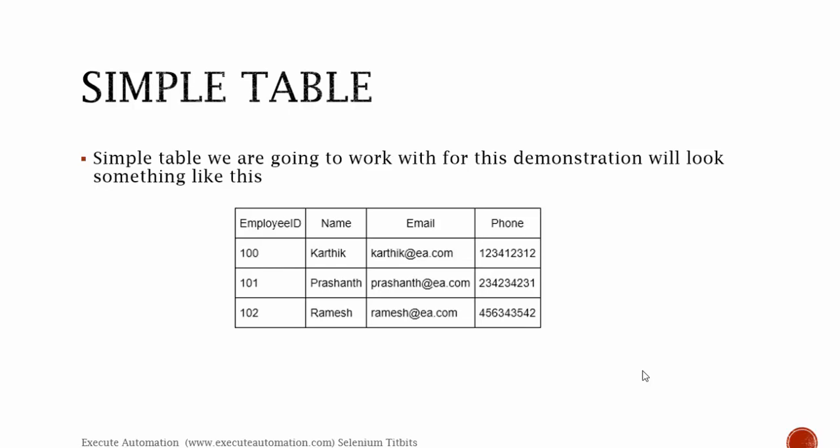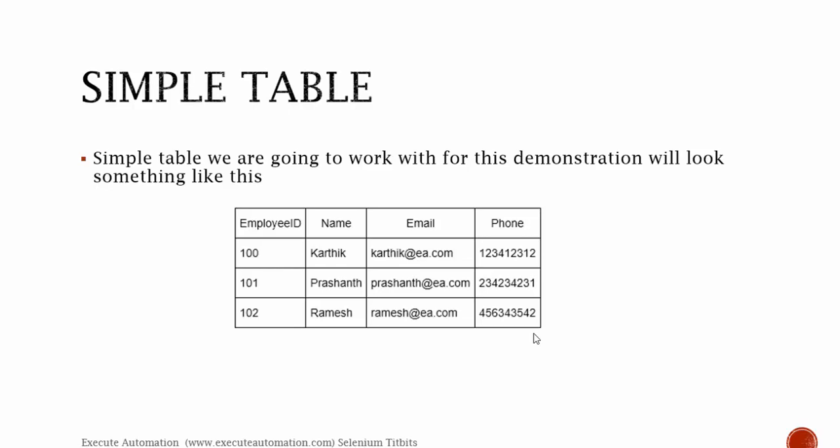In this demonstration, our simple table is going to look something like this. It will have four columns and three rows: employee ID, name, email, and phone number, with employee ID 100 and name Karthik, 101 with name Prashant, and 102 with the name Ramesh, right?